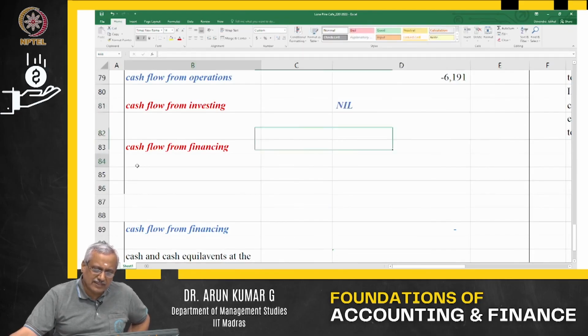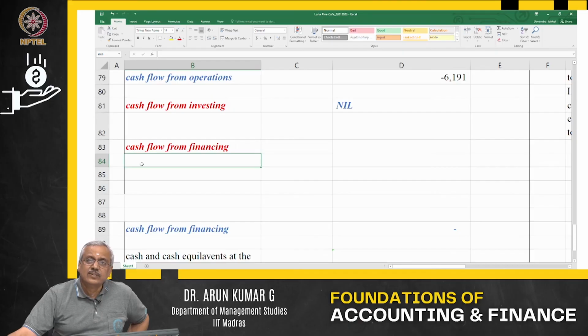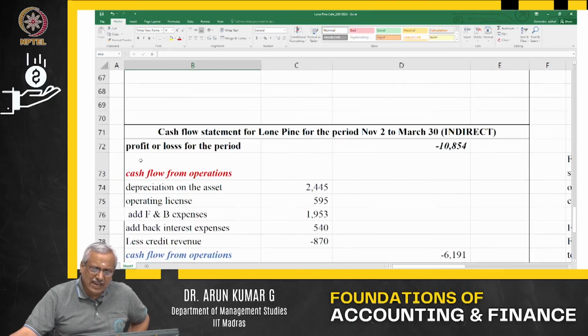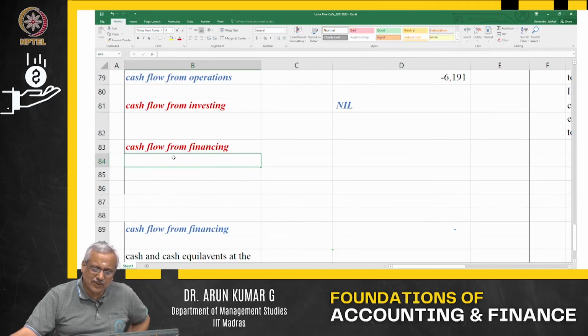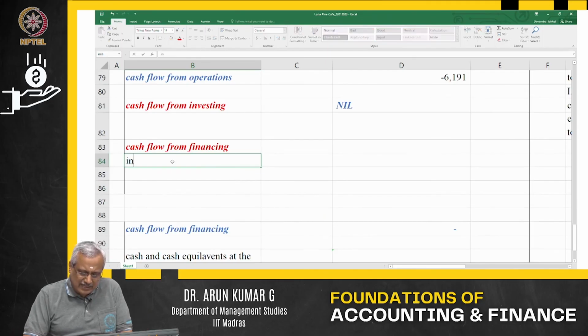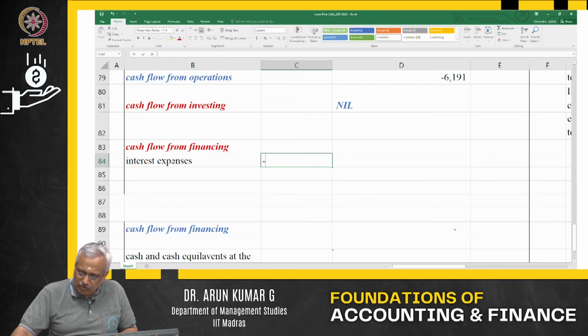Now I go to financing. Financing is very simple. We deducted the interest expenditure out here. We added the interest expenditure out here. Now interest expenses: cash outflow 540.